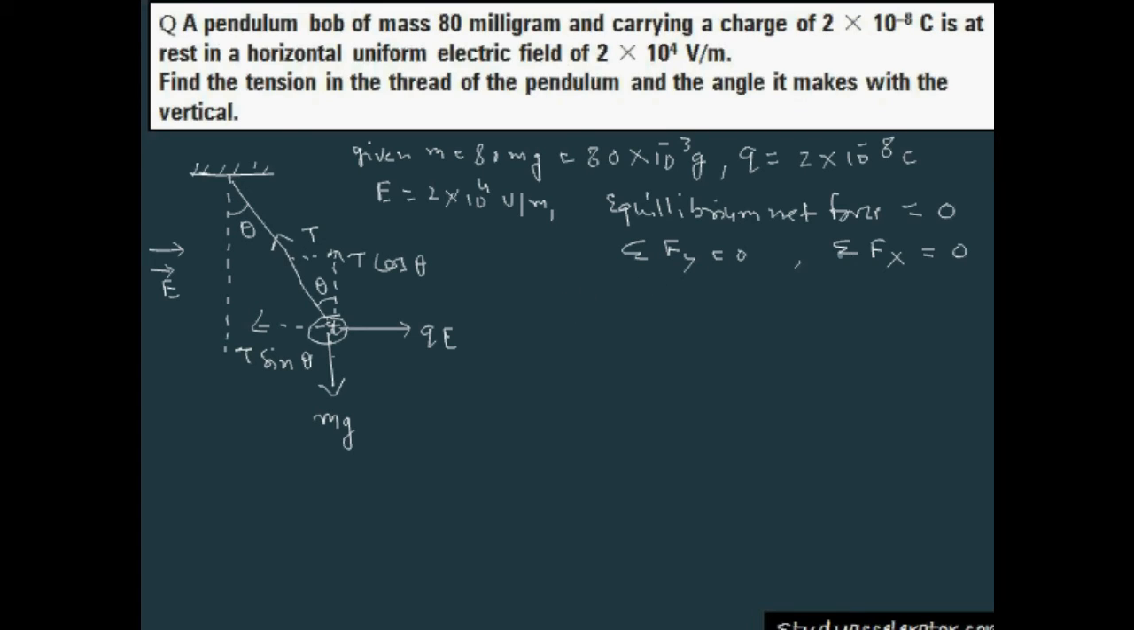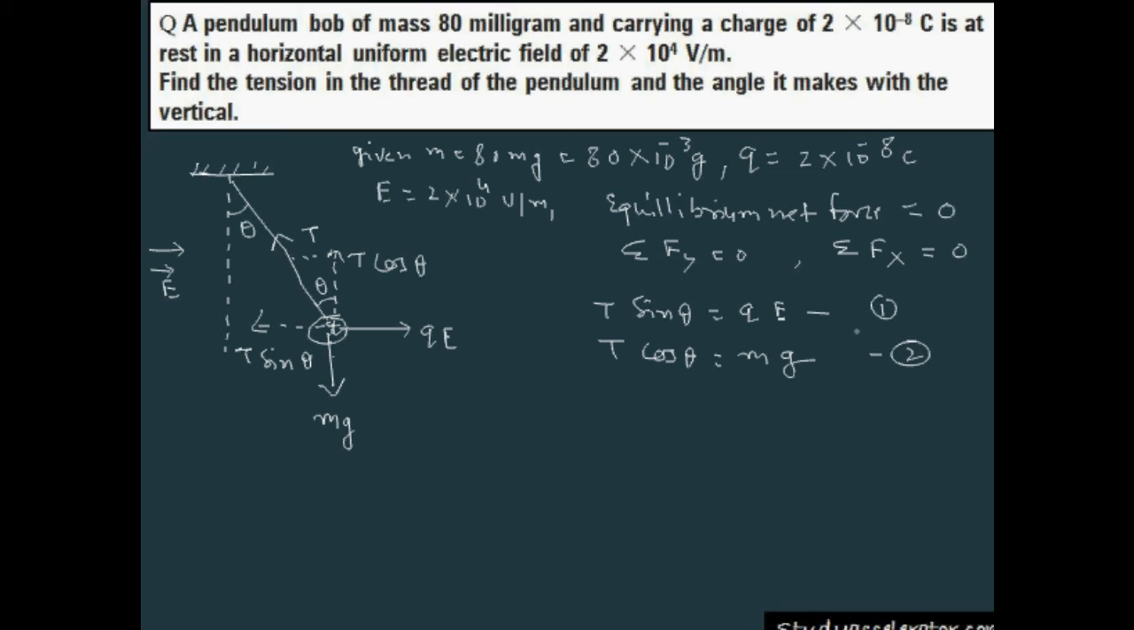In equilibrium, summation Fy equal to 0, which means that mg is balanced by T cos theta, and summation Fx is 0, which means that qE is balanced by T sin theta. So we can write T sin theta equal to qE. This is equation number 1, and T cos theta equal to mg. This is equation number 2. We need to calculate T and theta.